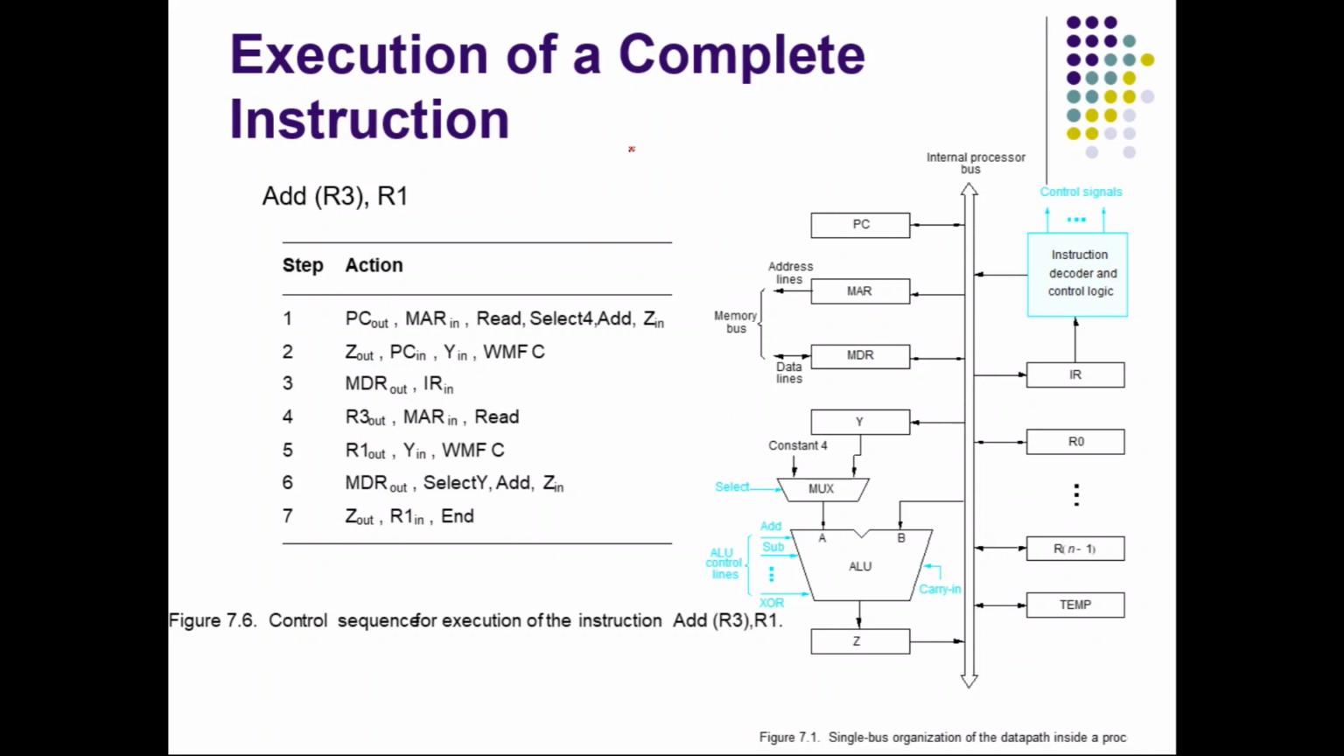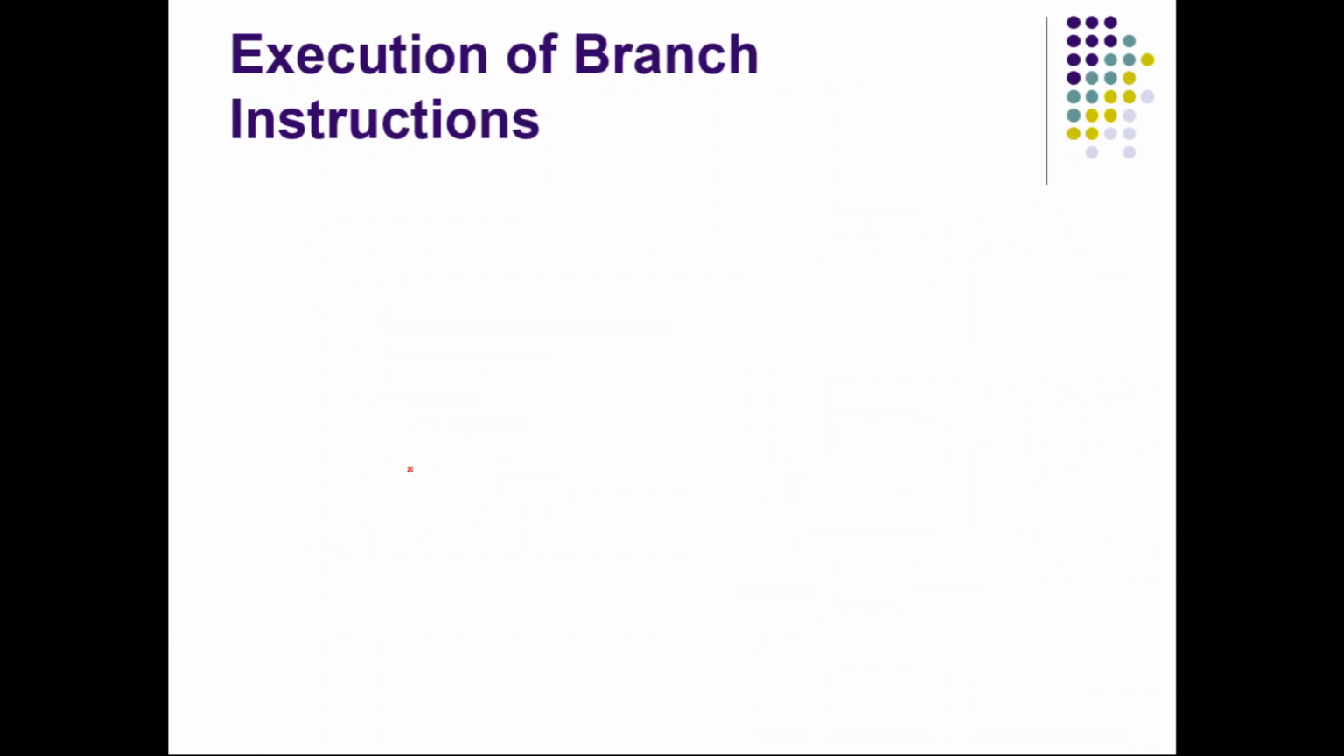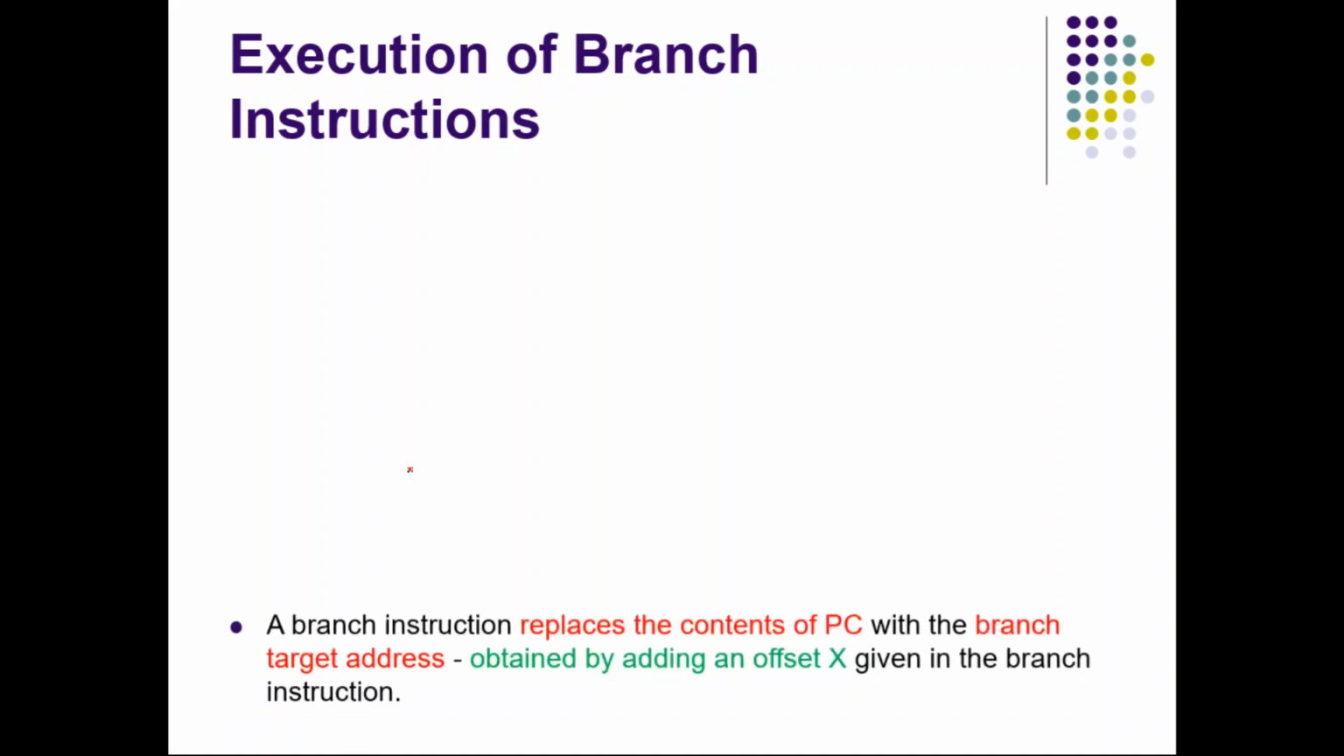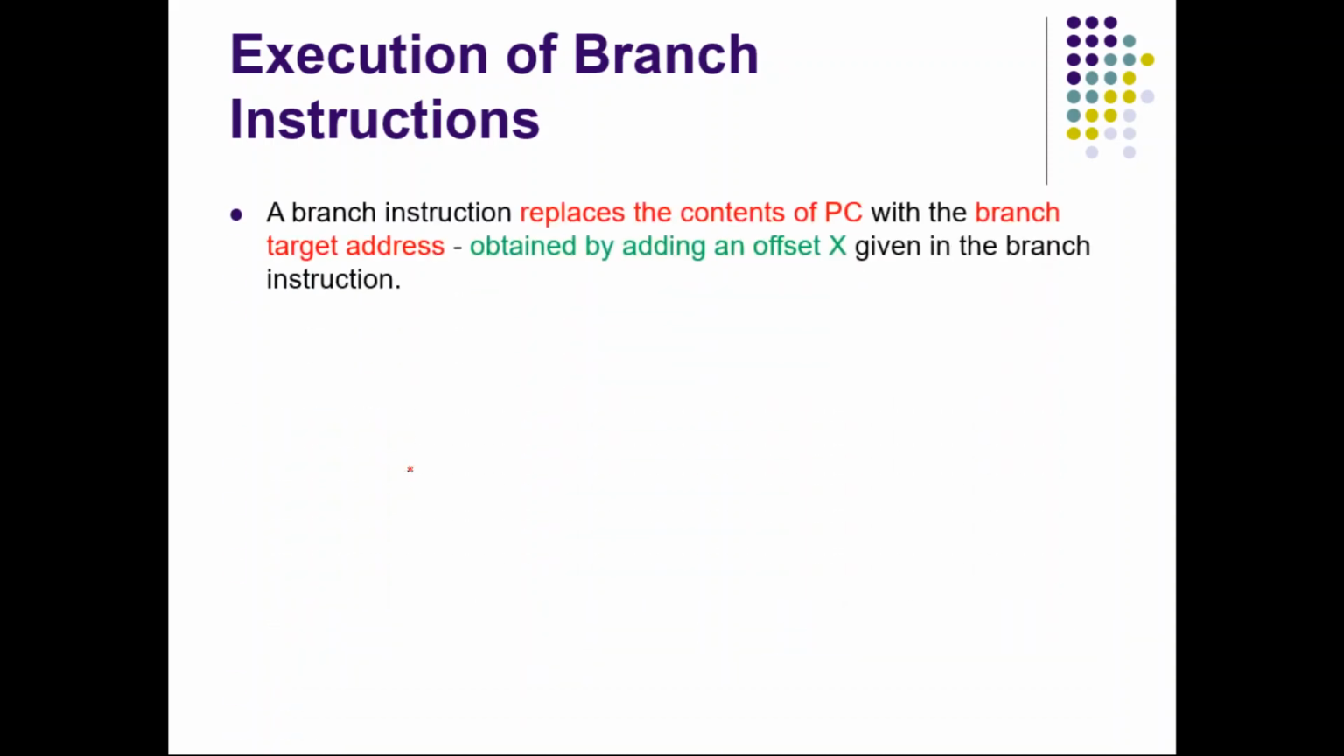So this is how the complete instruction got executed, which involves multiple steps. Fine. Next we will be discussing the execution of branch instructions, how branch instructions get executed. Whenever a branch instruction occurs, the content of the PC should be replaced with the branch target address. Normally the PC will increment.